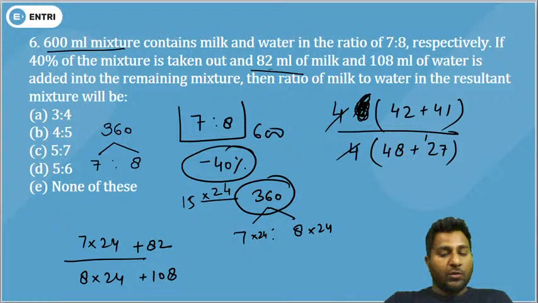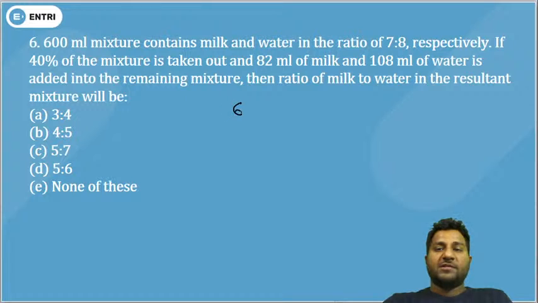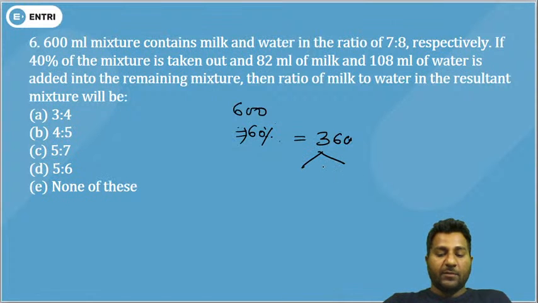No, Ganesh, no. I'm giving you again the concept. Look, 600 ml was there, and if 40% of the mixture is taken out, then we know that we have been left with 60%. 60% of 600 is what? 360. And 360 will be distributed in the ratio of 7:8 because the ratio will not change. So when you get out all the value, you know how to solve it.